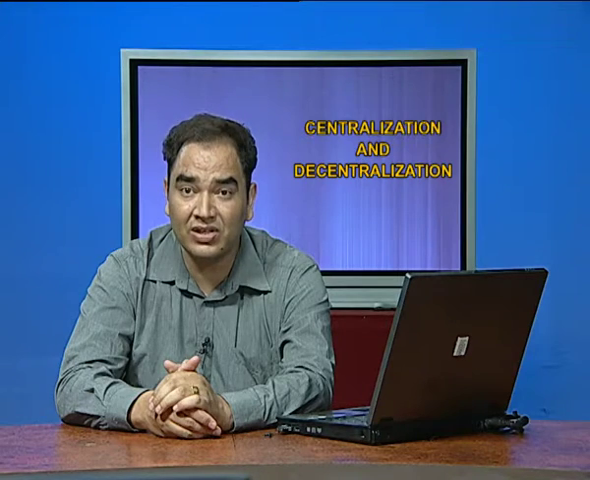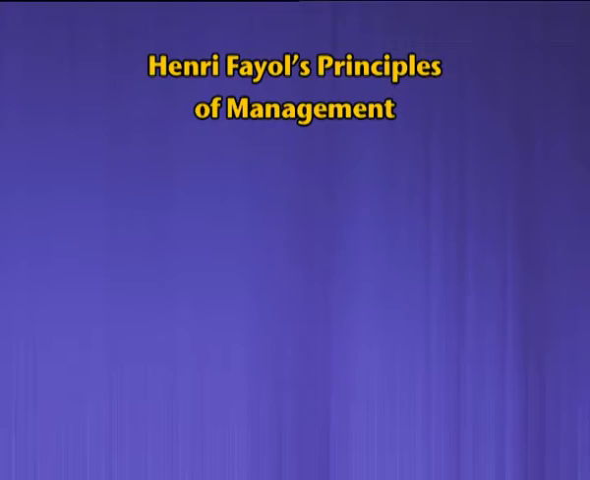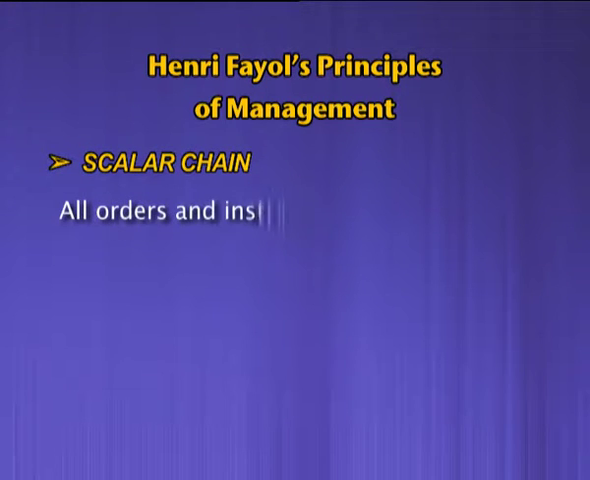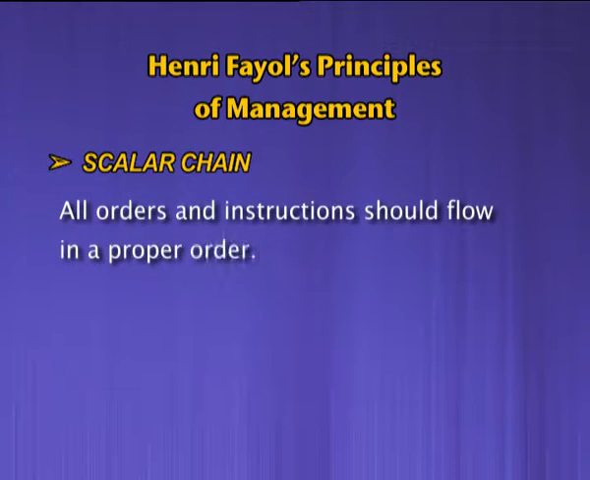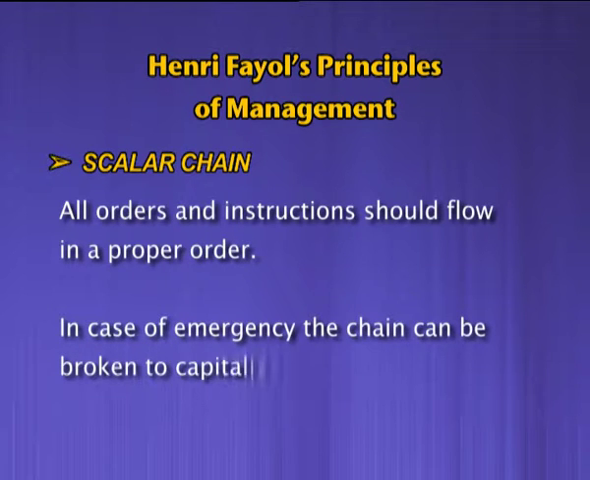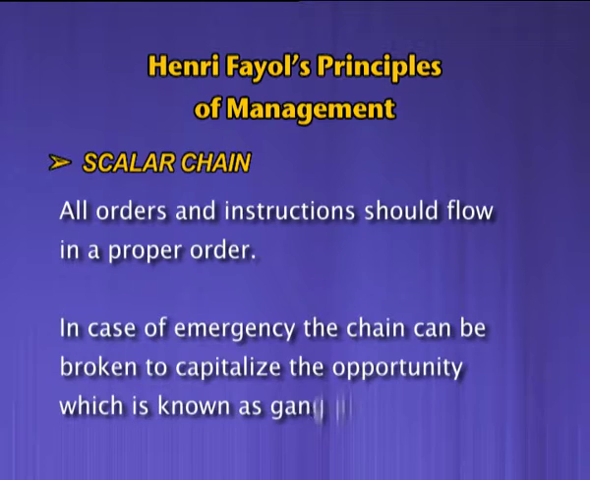Actually, there is no formula to decide whether there should be complete centralization or complete decentralization. Rather, the organization has to establish a balance between centralization and decentralization. Our next principle is scalar chain. All orders and instructions should flow in a proper order. In case of emergency, the chain can be broken to capitalize on opportunities, which is known as gangplank.